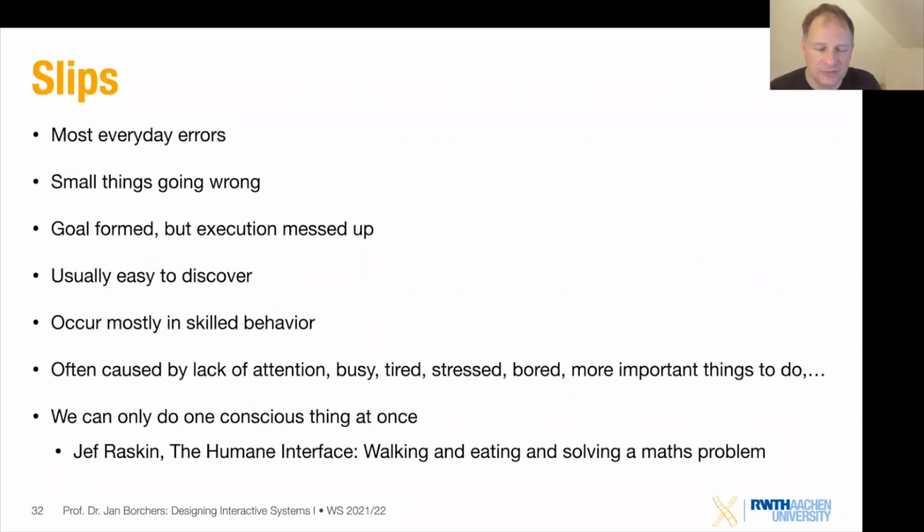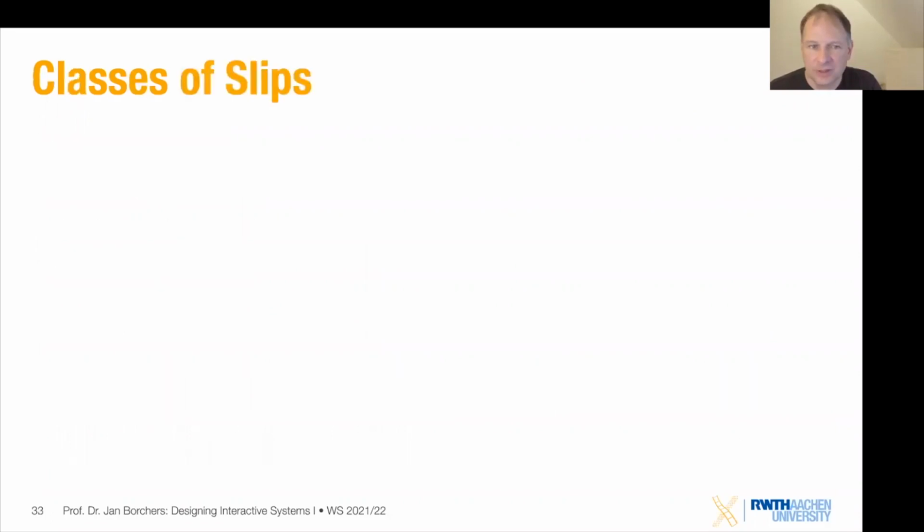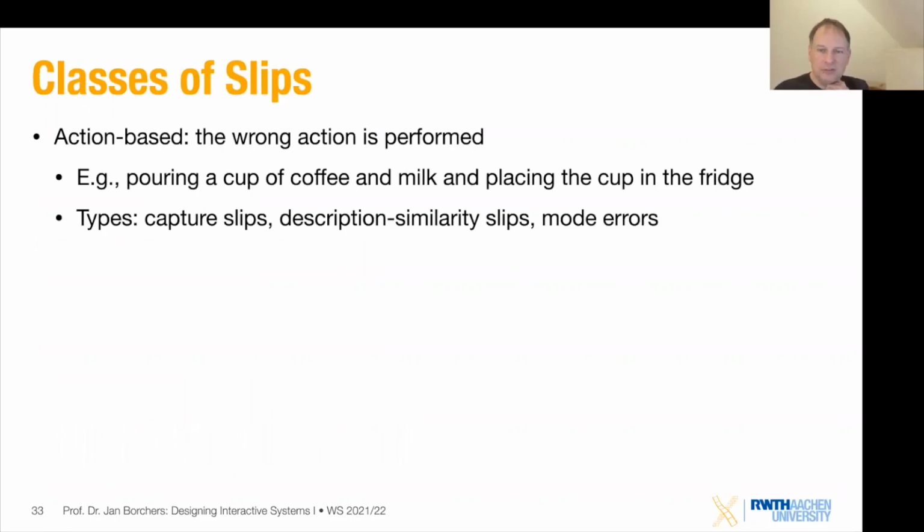Thanks for that question. So let's break down these slips into a couple different classes. The first class is action-based, meaning you perform the wrong action. For example, you pour yourself a cup of coffee and you put some milk in, and then you open the fridge and you put the cup into the fridge. Damn it. You wanted to put back the milk, of course, in the fridge, not the coffee, but yeah, you're not quite awake yet, right?